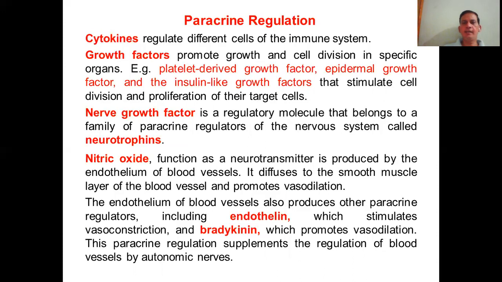Another one is bradykinin. This promotes vasodilation, so its function is almost similar to that of nitric oxide. This paracrine regulation supplements the regulation of blood vessels by the autonomic nerves.